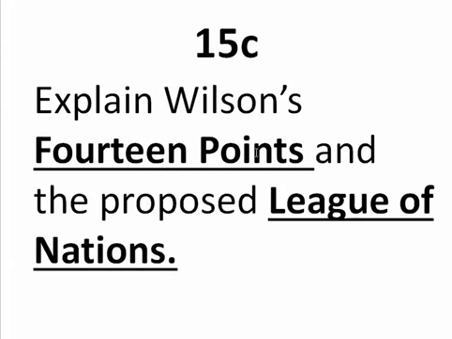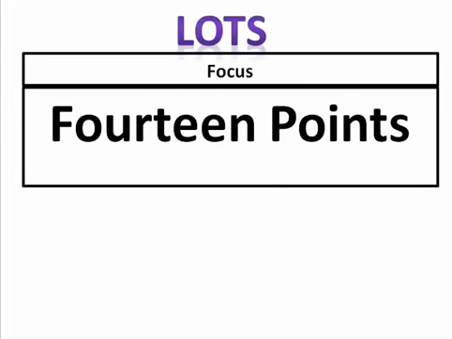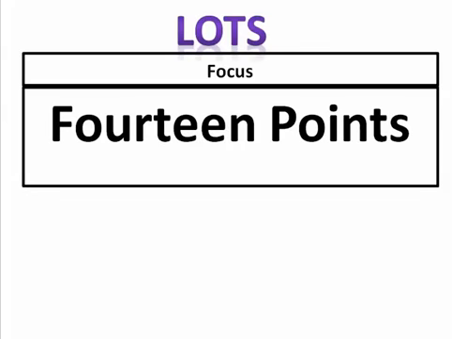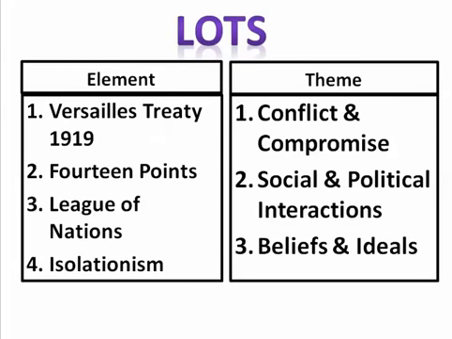So here we're talking about the end of the war, Wilson's 14 points, and a proposed League of Nations. Our focus is on the 14 points, and then the proposed League of Nations, which is a part of the 14 points. So our elements are the Versailles Treaty of 1919 that ends World War I. This is going to end that war. 14 points, which is Wilson's plan for peace. League of Nations, which is the 14th point. And then isolationism, that word isolationism. Conflict and compromise, social and political interactions, and beliefs and ideas like isolationism.